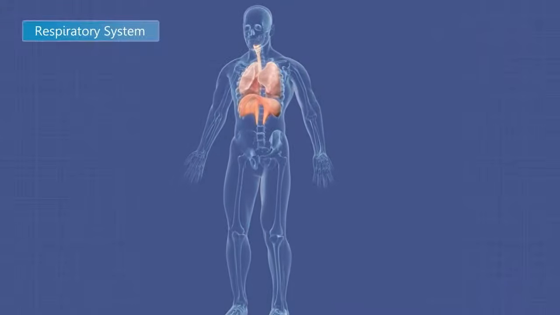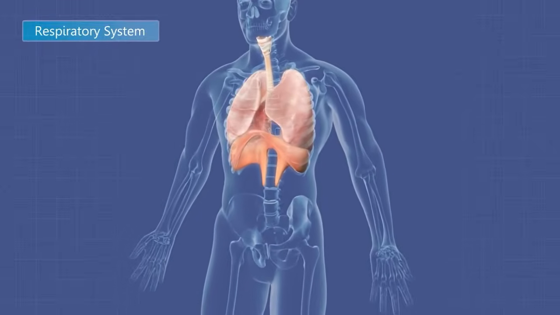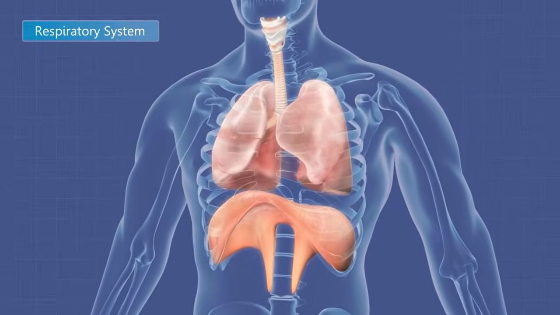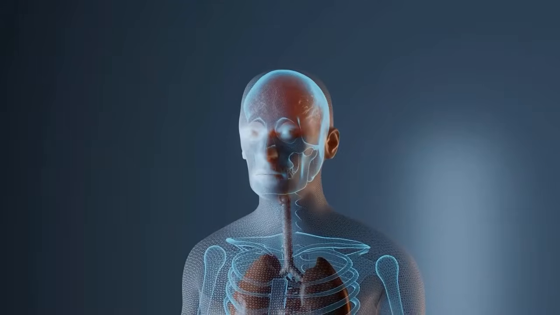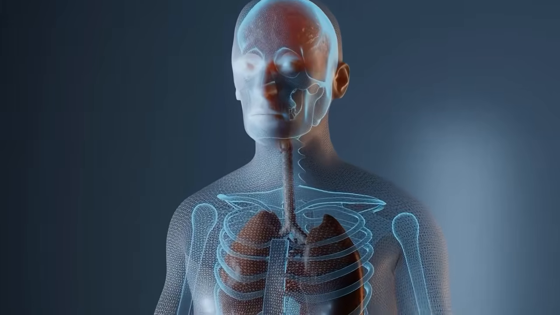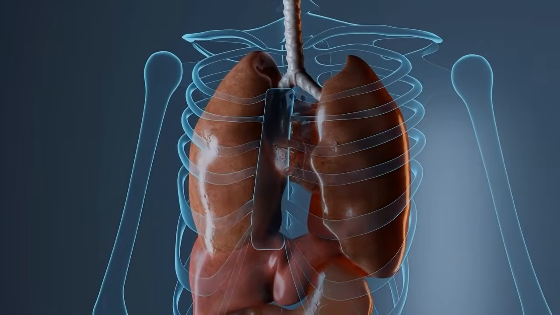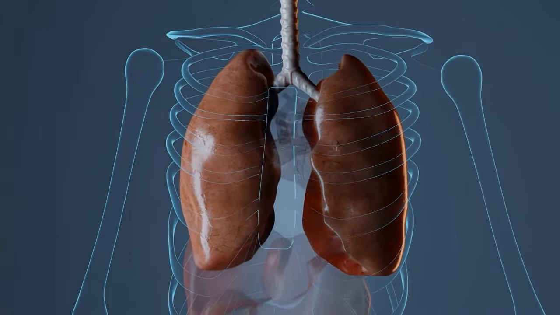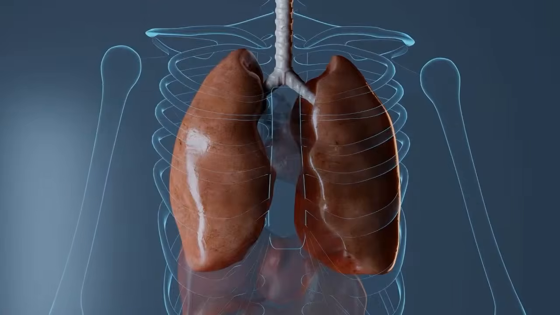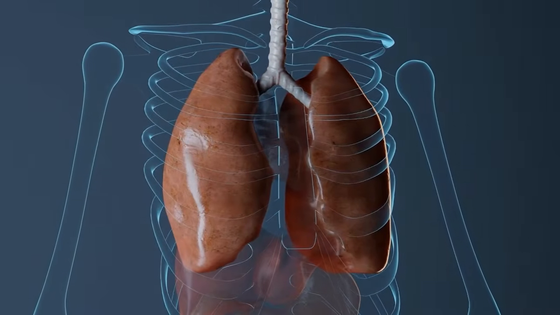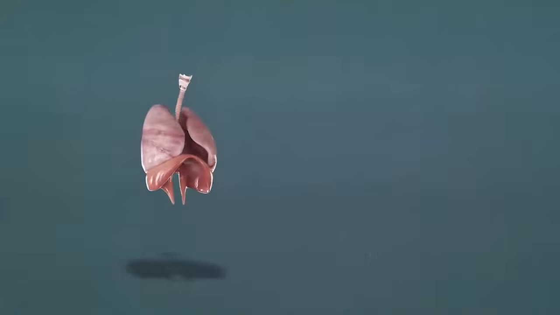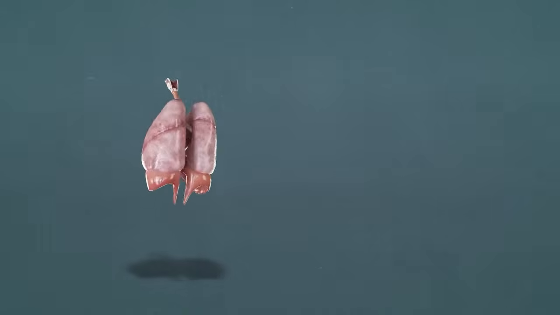In this video, we will talk about the respiratory system and its role in the formation of the human body. The respiratory system is a group of organs responsible for taking in oxygen, eliminating carbon dioxide, and maintaining proper pH balance in the body. It consists of the nasal cavity, pharynx, larynx, trachea, bronchi, bronchioles, and alveoli.